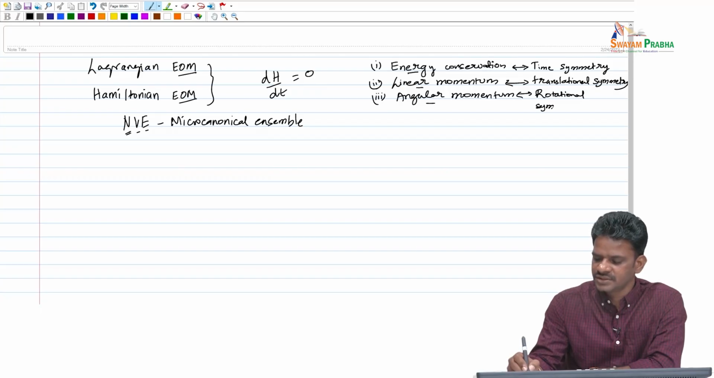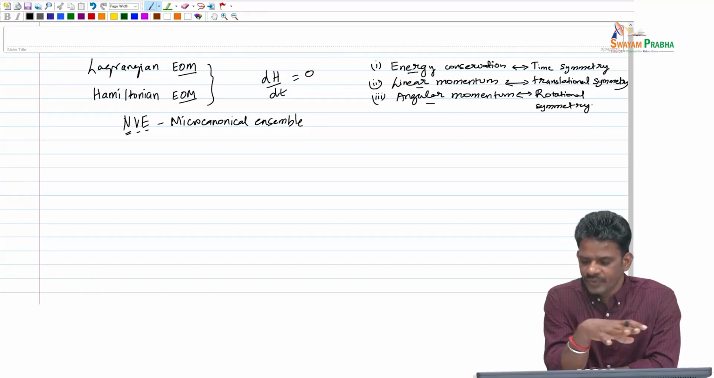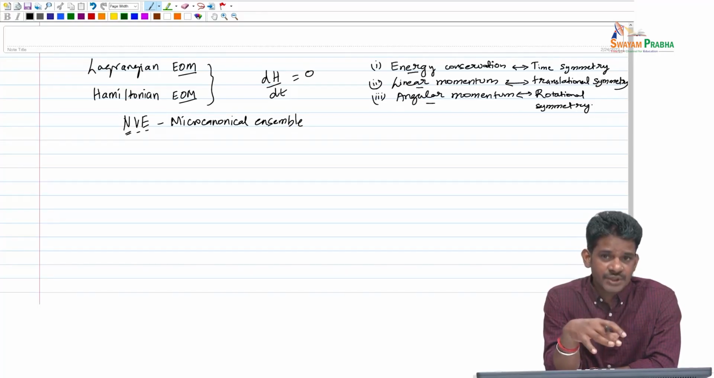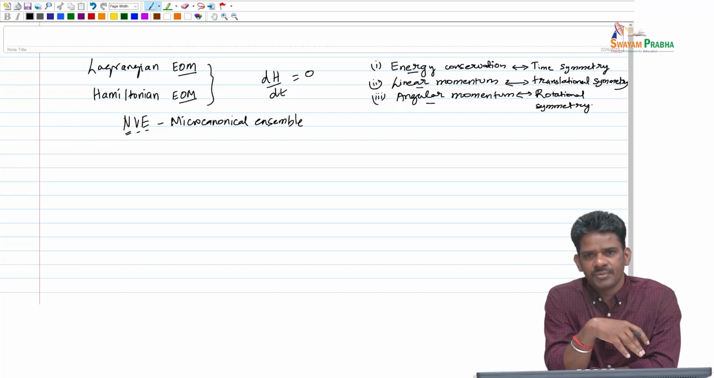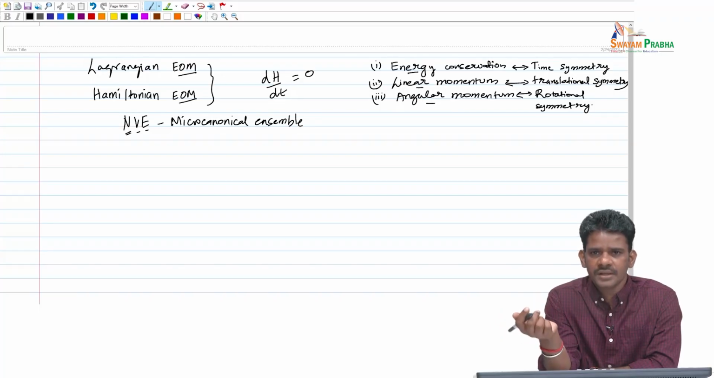So, all these symmetries and conservations pertain to the equation of motion that we talked about, the classical equation of motion that we derived based on the Hamiltonian principle. They have all these properties of time reversal symmetry, translational symmetry, and rotational symmetry. As a consequence of these three symmetry properties, the quantities such as energy, linear momentum, and angular momentum are conserved in the simulations of the system.